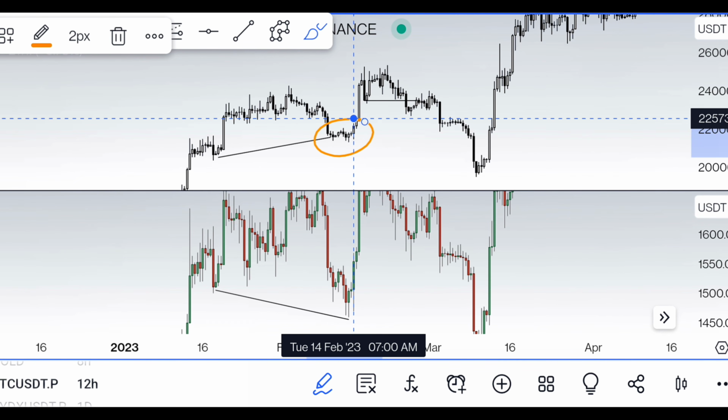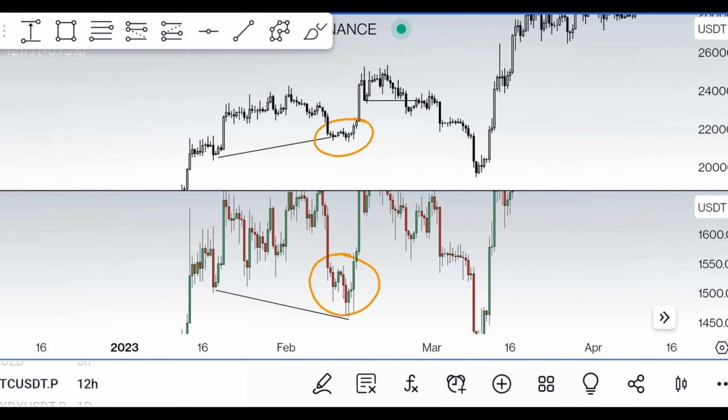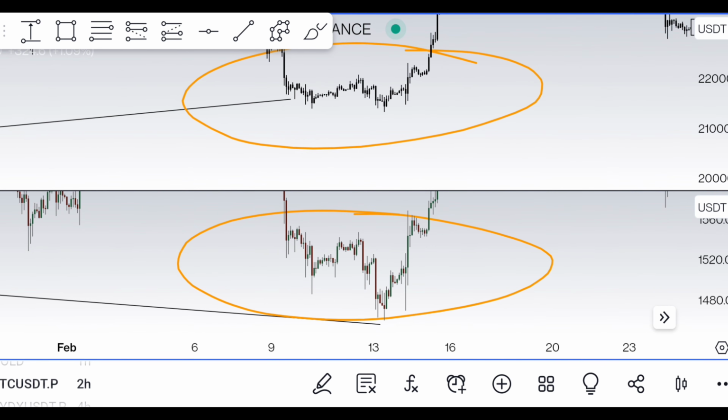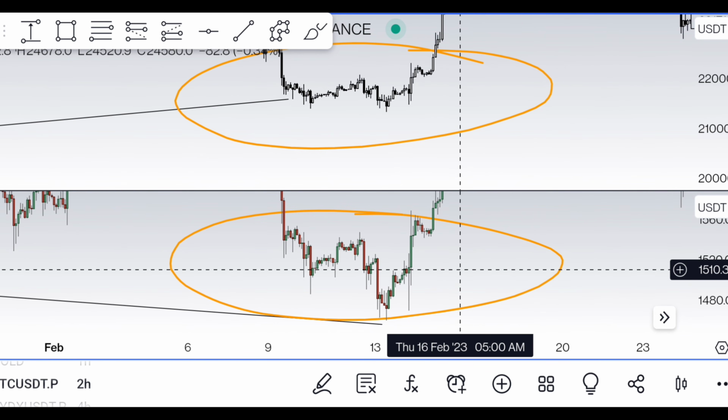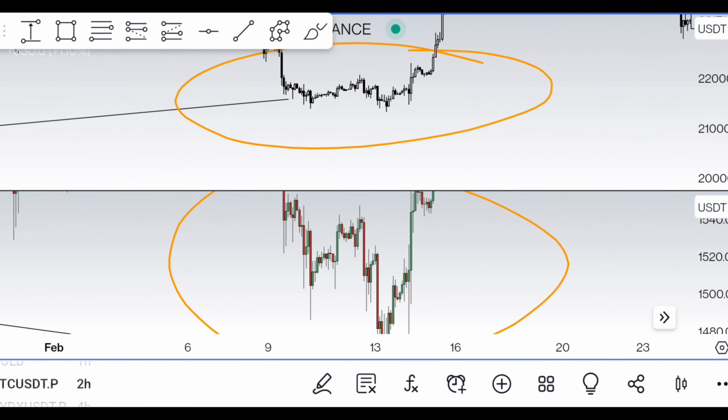So now we need an order block and fair value gap to get into our trades. We will look for any order block or fair value gap in this area, so I will shift to smaller time frames. I have shifted to the 2-hour time frame. Our turtle soup is confirmed, our SMT divergence is confirmed. All we need is an order block.